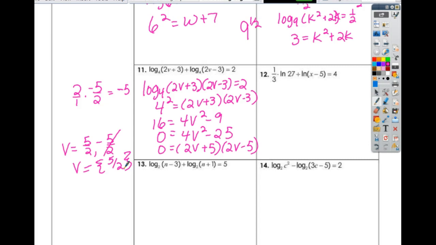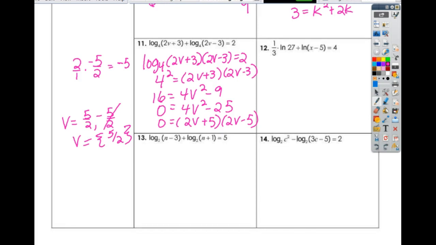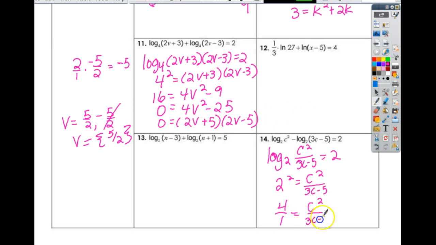Okay, I just want to set number 14 up, and then I'm going to be done. So what does the subtraction mean? So I get log base 2, and I get c squared over 3c minus 5 equals 2. So am I down to 1 log? So after you're down to 1 log, you have to switch it to exponential form, which means I take 2 to the second power, and 2 to the second power is, and if I put it over 1, can I cross multiply, and then you're going to end up factoring again.